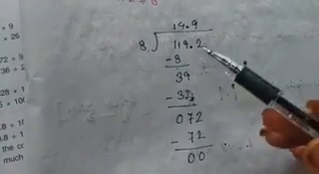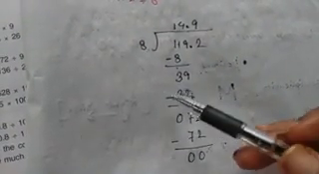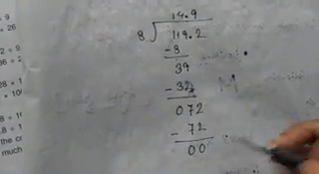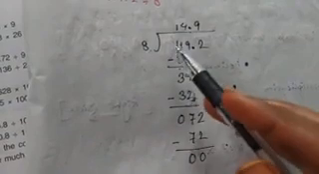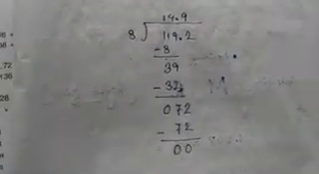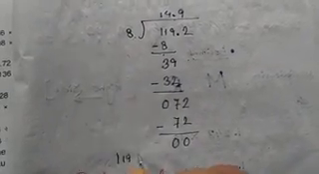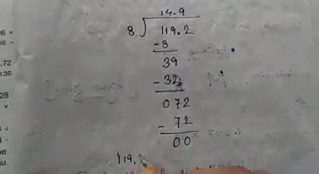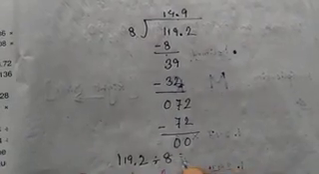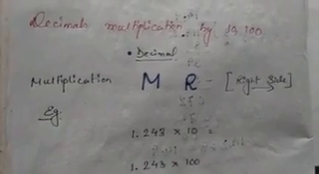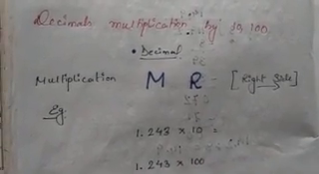Now we'll drop down 2. Now 8 9s are 72, so we'll put 0. So 14.9 is the answer. So 119.2 divided by 8 will get 14.9.